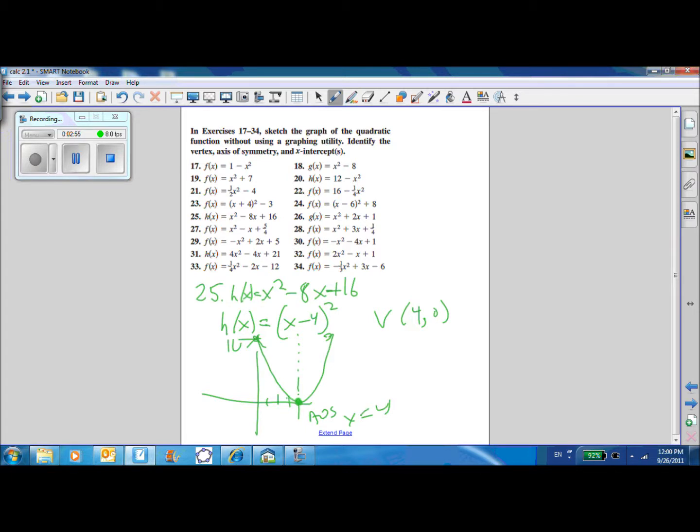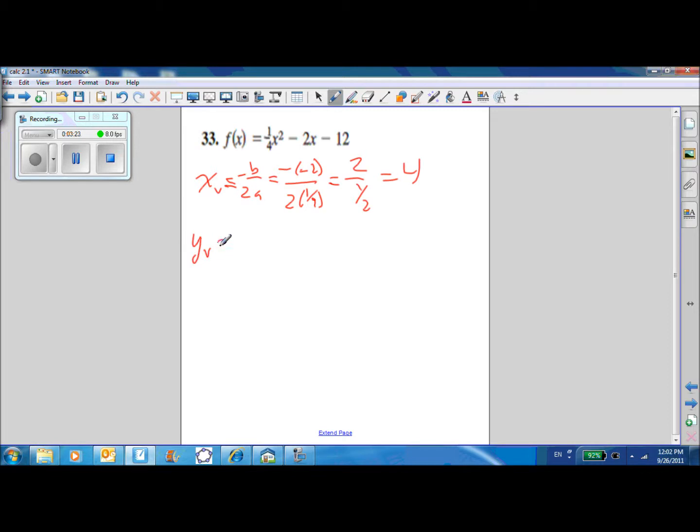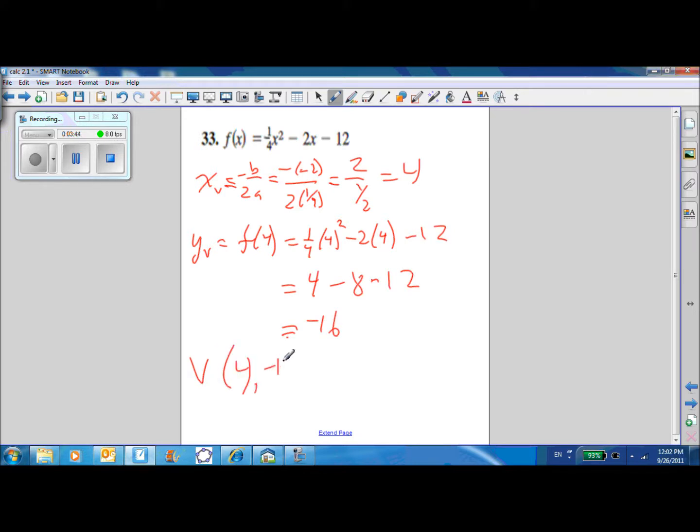Let's try another one. Okay, here's f(x) equals 1/4 x squared minus 2x minus 12. Well, let's take the shortcut from standard form, and that is that the x coordinate of the vertex will be negative b over 2a. So negative of negative 2 over twice a fourth is 4. To find the y coordinate of the vertex, we can put 4 into the function. f of 4 is 1/4 times 4 squared minus 2 times 4 minus 12. So the vertex is at (4, negative 16).